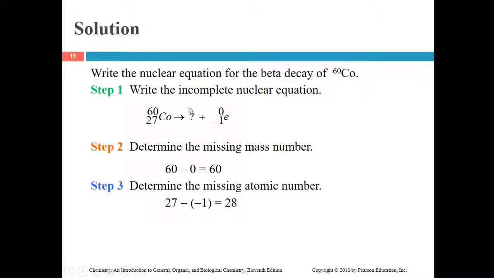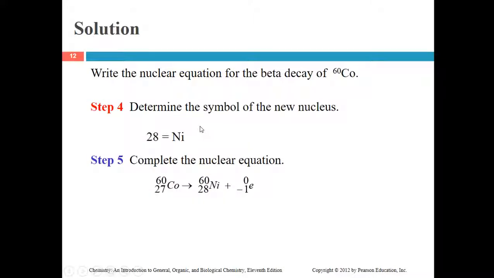And so what plus 0 is 60? Well, that's 60. What minus 1 is 27? Well, that has to be 28. So then the next question is what is the element with a proton number of 28? And that's nickel. So as you can see, we have the complete nuclear equation. We have a total mass of 60 on both sides, and we have a total proton number of 27 on both sides.